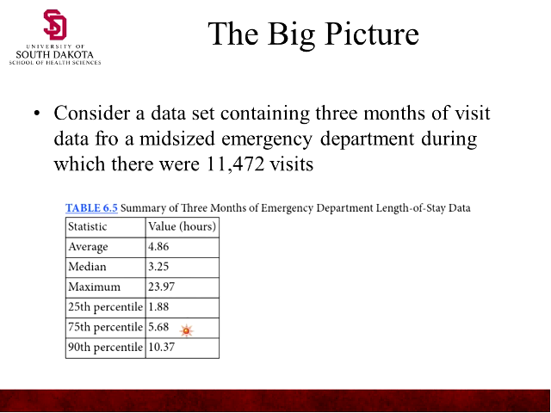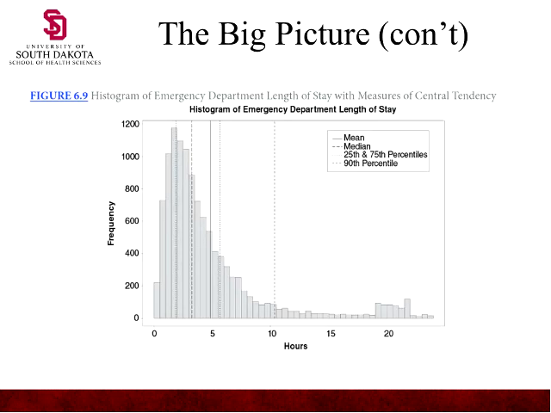The 25th percentile was 1.88 hours, the 75th percentile was 5.68 hours, and the 90th percentile was at 10.37 hours. So as we start looking at this, we can start to see, and the reason you don't put in the average is because the average is really the 50th percentile, right? So you have 25, 50, 75, and then there's 90.